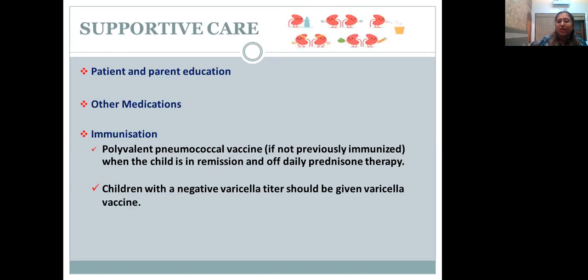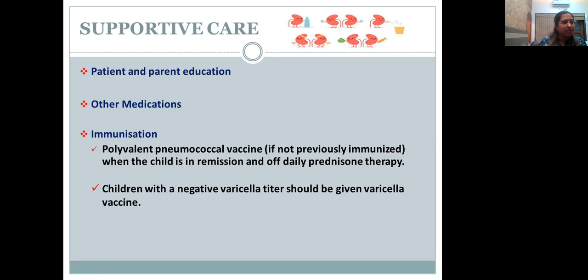Apart from that, we also have to do patient and parent education. Why? Because nephrotic syndrome is an extremely emotionally traumatic thing, even for the parents. Suddenly the child becoming edematous like that, we will be seeing it in hospitals. We might get used to it. We might know immediately that it is nephrotic syndrome.